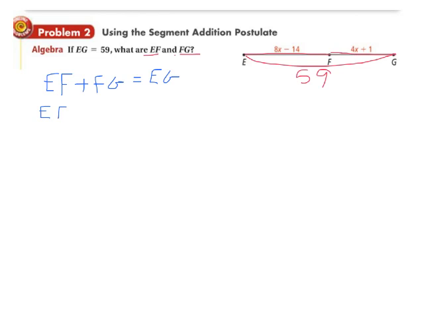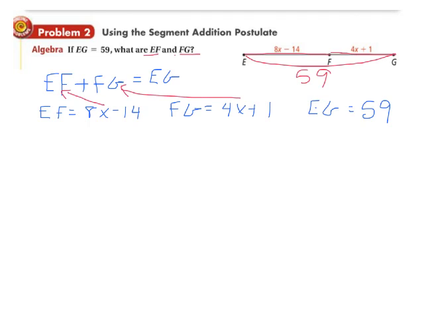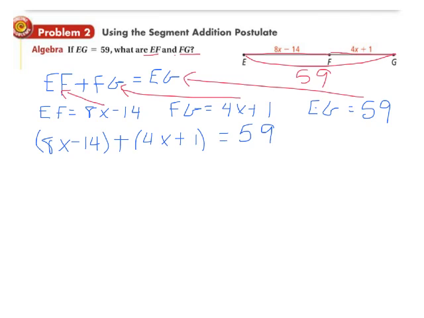We know that EF is equal to 8x minus 14, and that FG is equal to 4x plus 1, and the given was EG is equal to 59. All we're going to do is substitute all this information into our equation. EF is 8x minus 14 plus FG, which is 4x plus 1, is equal to EG, 59. We're not going across the equal sign, so we're just going to combine our like terms. 8x and 4x is 12x, and negative 14 and 1 gives us negative 13.